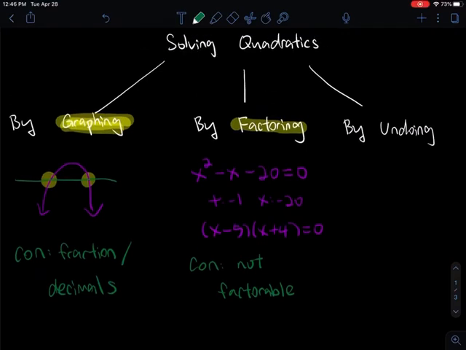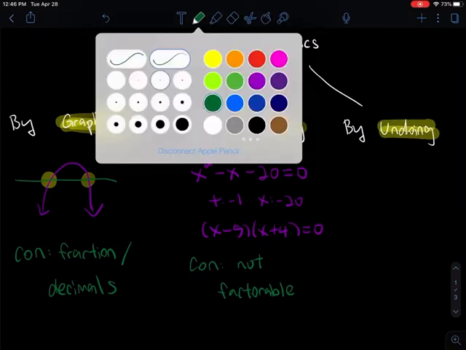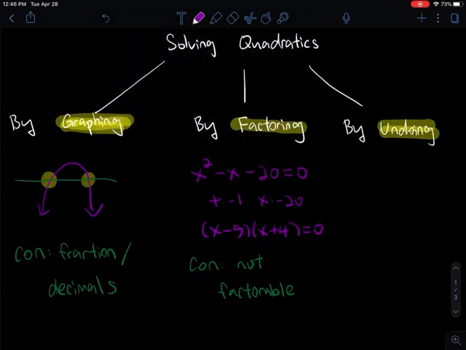And then the last method that we saw so far is solving by undoing. That was, for example, an equation like, let's say, 2 times (x plus 1) squared plus 1 is equal to, let's say, 21. The idea here is to isolate the square. So we want to isolate the (x plus 1) squared. First we'll subtract 1 on both sides and then divide by 2.